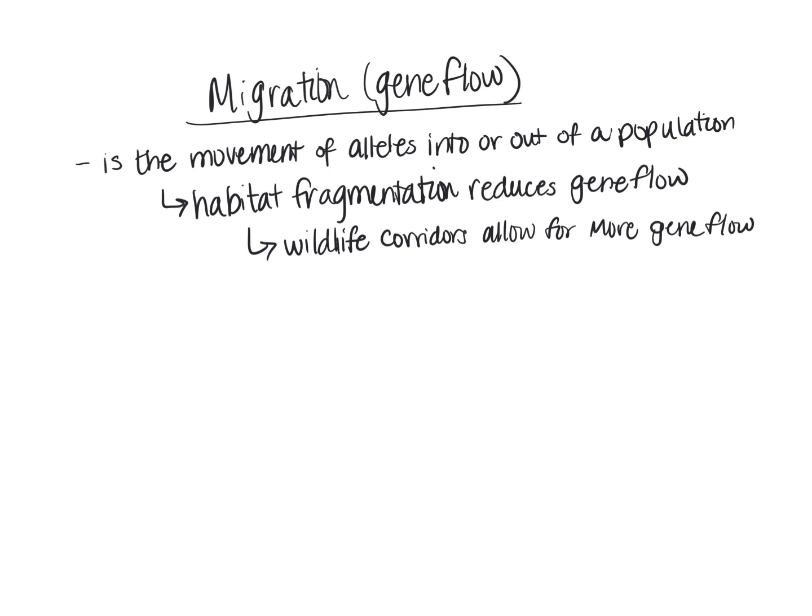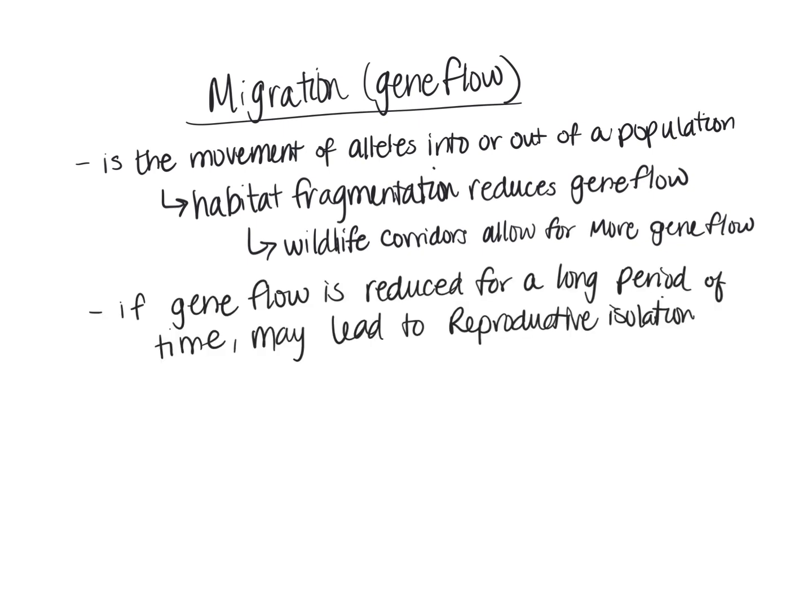Now, there are cases where if gene flow is reduced for a long period of time, it's eventually going to lead to reproductive isolation. Ultimately, reproductive isolation is going to eventually lead to the formation of new species. So let's dive a little bit into speciation, or the creation of new species. There are two main ways that this can happen. The first is what's referred to as allopatric speciation.